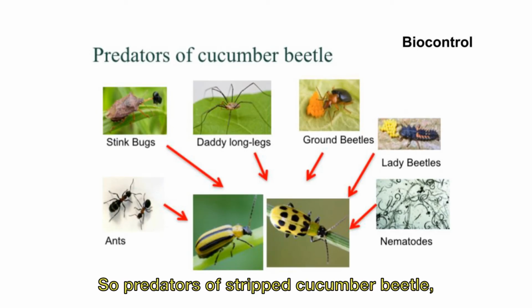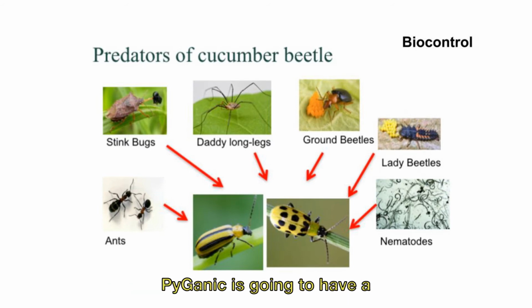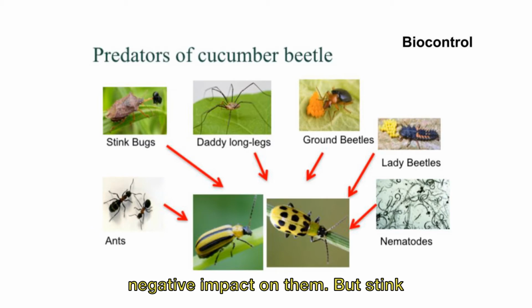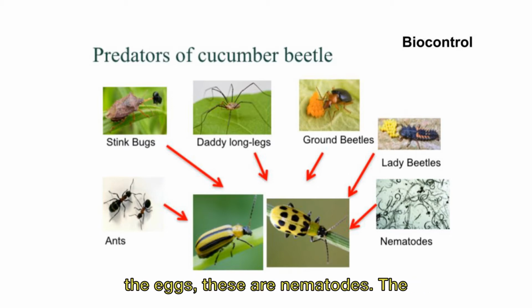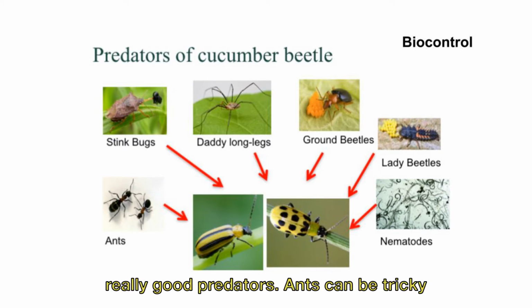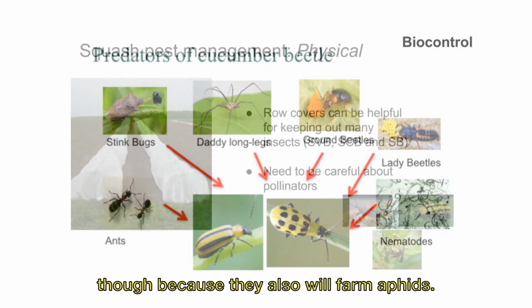So, predators of striped cucumber beetle. These are the things that you want to promote in your system. And again, something like Pyganic is going to have a negative impact on them. But stink bugs, so this is the spined soldier bug. Again, daddy longlegs, ground beetles, and ladybird beetles will feed on the eggs. The insect pathogenic nematodes will attack them. And then ants are actually really good predators. Ants can be tricky, though, because they also will farm aphids.